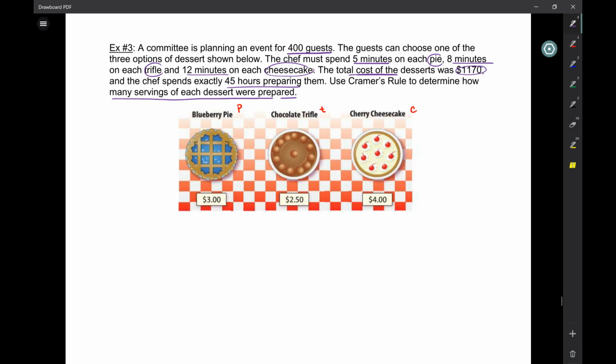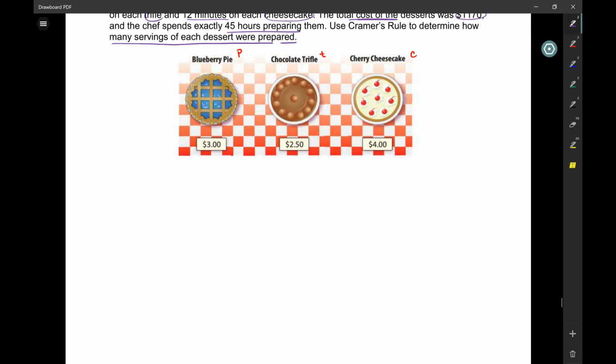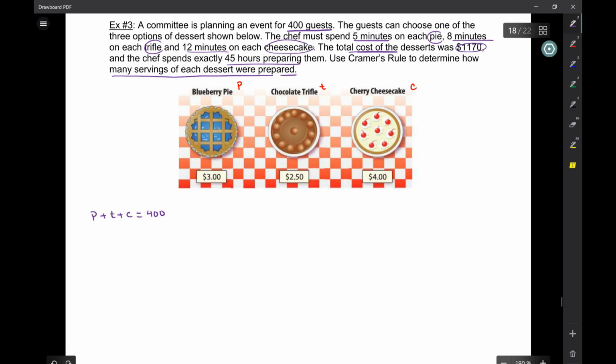Okay, so first of all, number of servings of pie plus number of servings of trifle plus number of servings of cheesecake. And then we need a total of 400 of them. So P plus T plus C equals 400. Okay? And then we have some discussion about time. So the chef spends 5 minutes on each pie, 8 minutes on the trifle, and 12 on the cheesecake for a total of 45 hours.